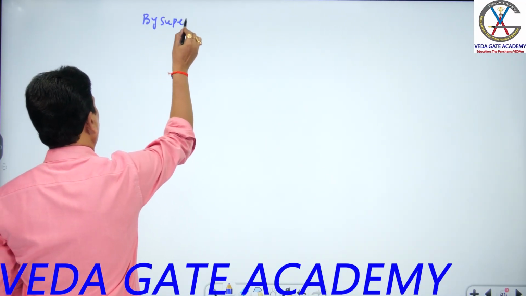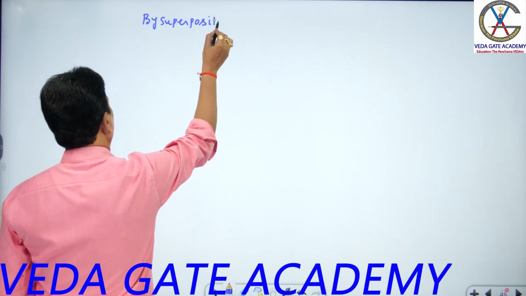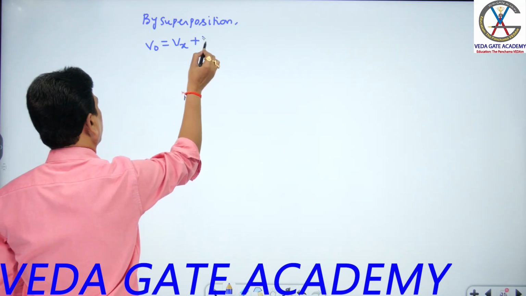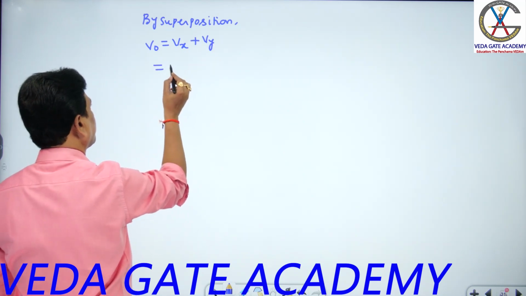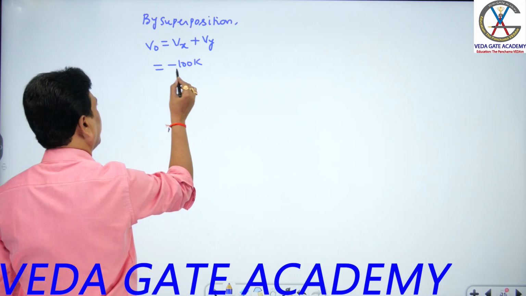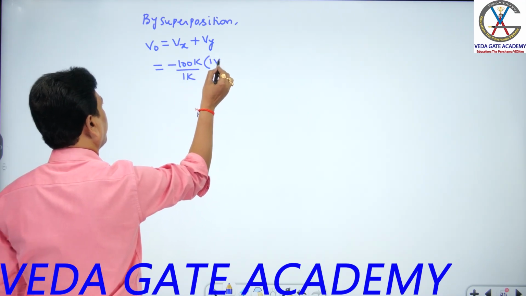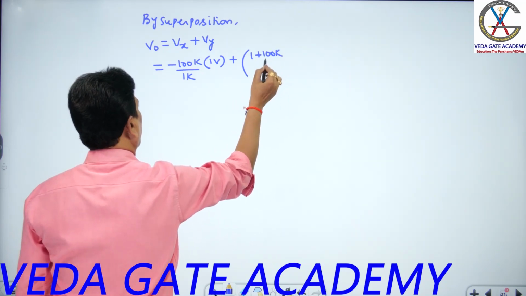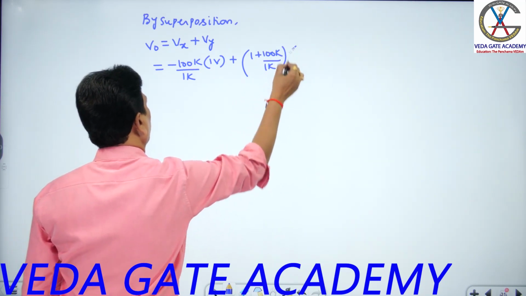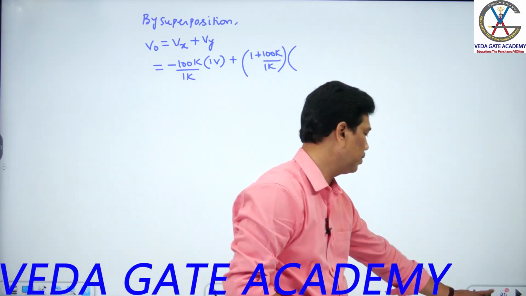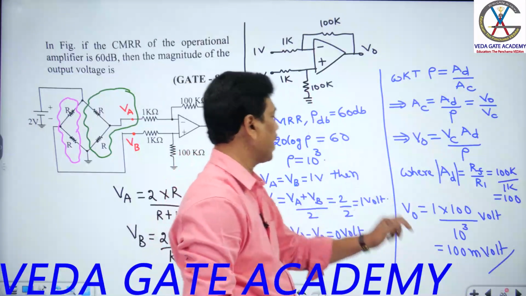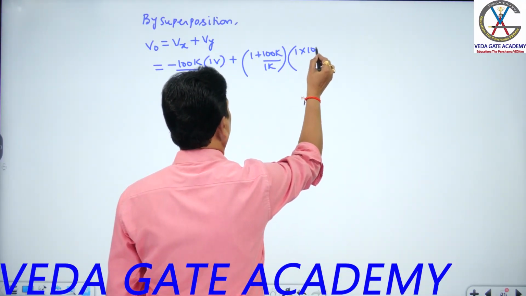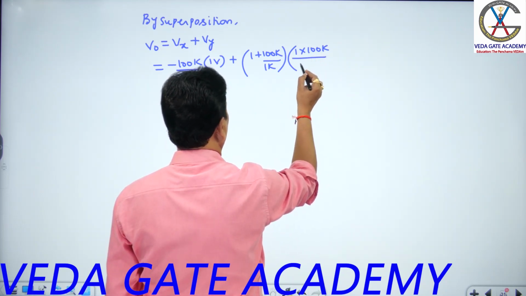By superposition, if I apply, you know that V0 equal to Vx plus Vy. What is that V0? Vx means minus 100K by 1K into 1 volt, plus 1 plus R by R1, the non-inverting input, into what is that value there again? 1 into 100K by 1 plus 100K. That is 101.